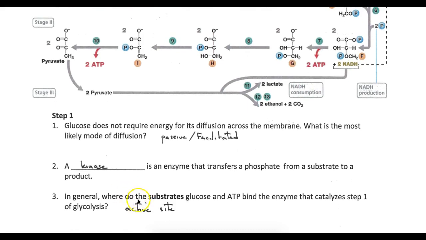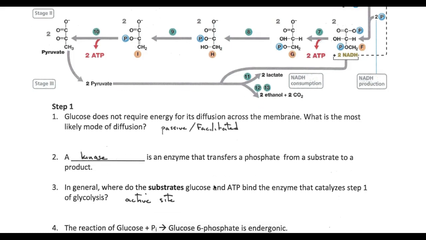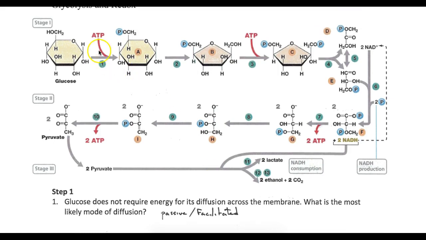And typically, this question is one that kind of hangs some people up, but the active site is the correct answer here. So the active site is where substrates bind in order for a reaction to take place. Now, if we don't look at the ATP here, but just look at the conversion of glucose to glucose 6-phosphate, this is an endergonic reaction. In other words, the energy of this product is greater than the energy of the reactant. And those types of reactions require some additional energy input in order for the reaction to take place.